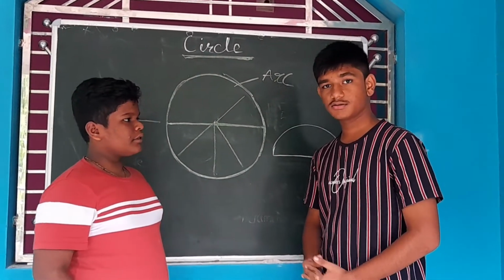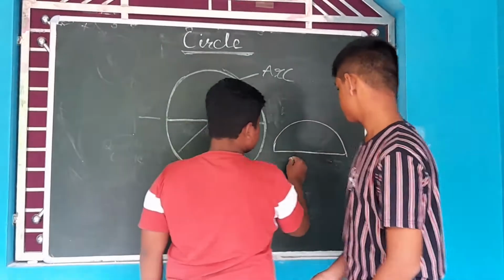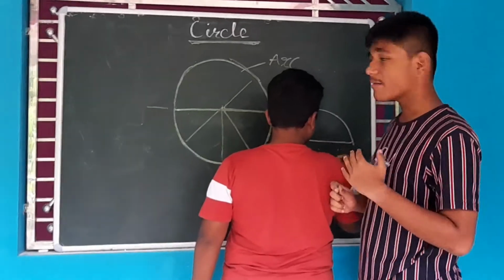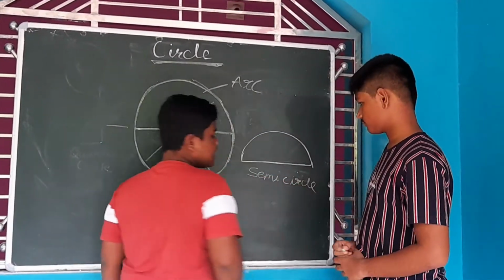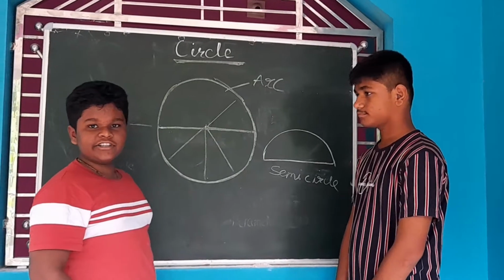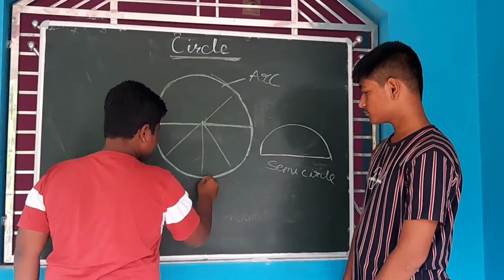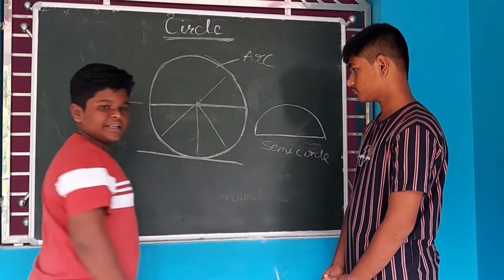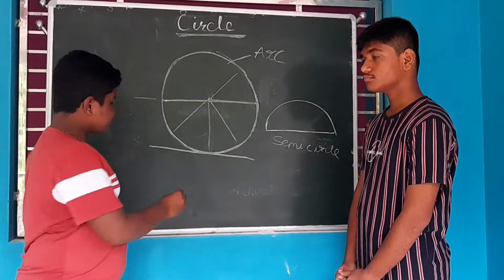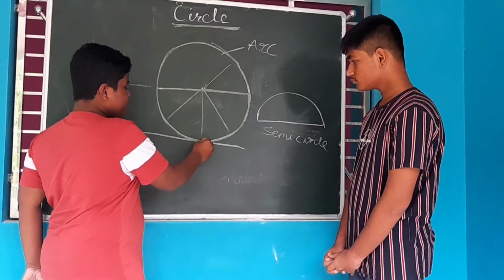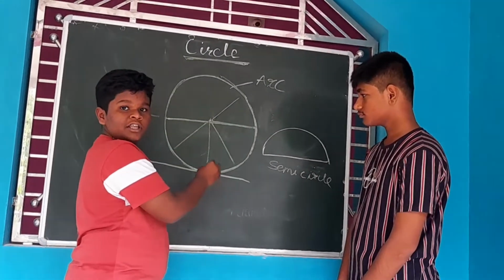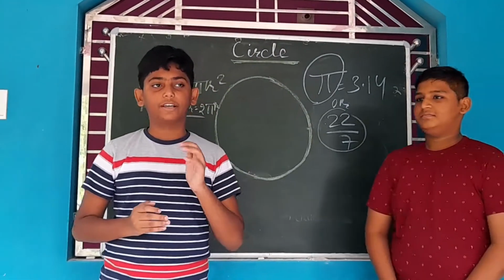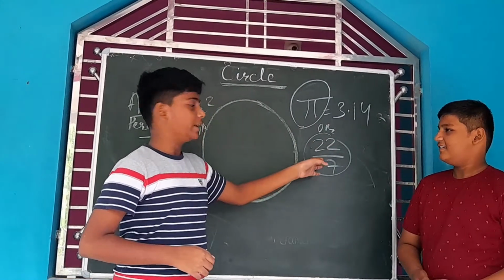Then semicircle. Semicircle means half of the circle. Now we will discuss the tangent. The line segment in the exterior of the circle which touches a point present on the circumference of the circle is known as a tangent. Pi is an irrational figure which is taken from the Greek, equal to 3.14 or 22/7.